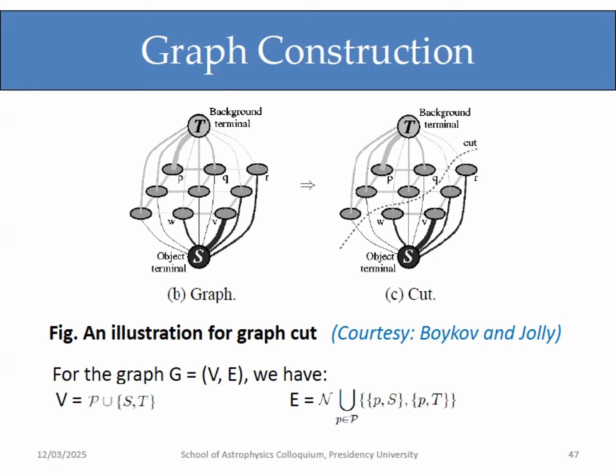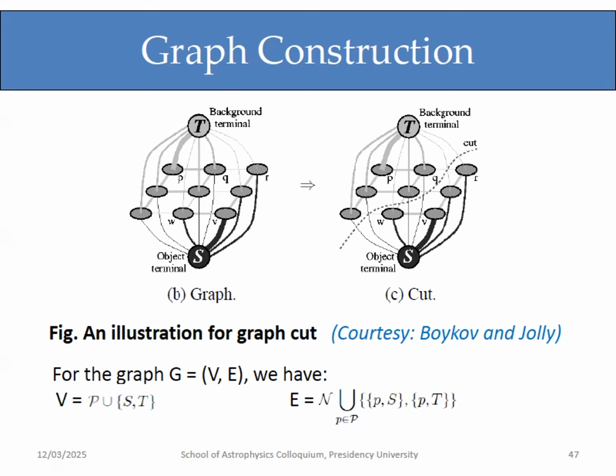So you have two classes. One is the object class, which you can think of as a tumor class, and there is a background class. So you connect each voxel to your object and background, and then you also connect the neighborhoods. So you have the graph, and you have two types of links. You have something known as the terminal link, where you connect to the background and the object, and you can connect a neighborhood link.